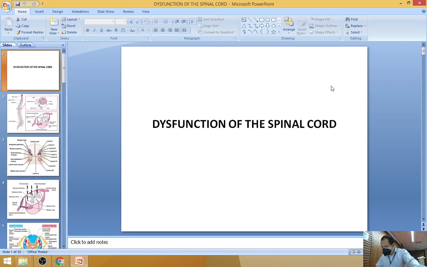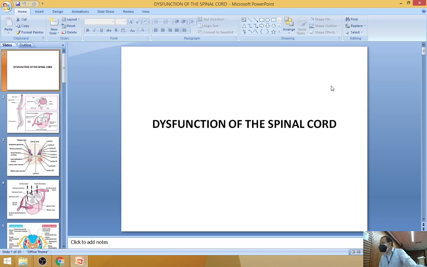Am I clear? Yes, sir. It may sound a little complicated, but if you read today, you'll probably find it less complicated. With whatever I've explained to you, reinforced by reading it, you will definitely comprehend the different types of spinal cord dysfunctions. Am I clear? Yes, sir. Rather, it will be a guiding material for you to read.